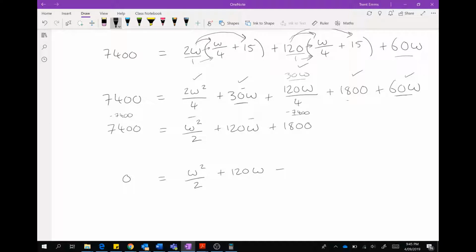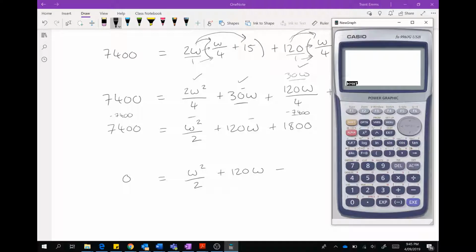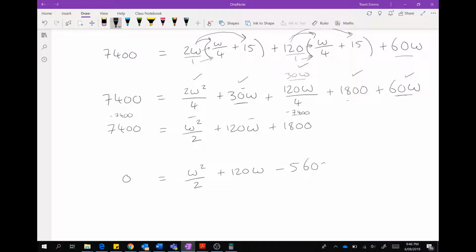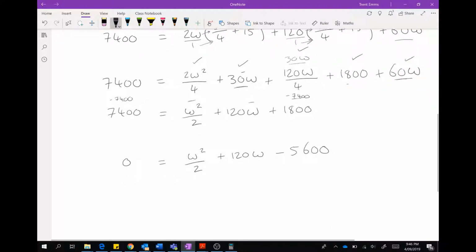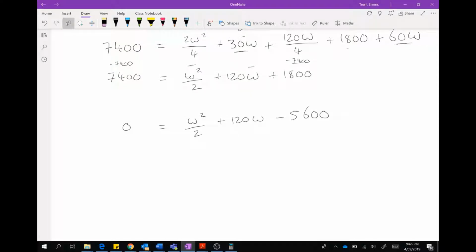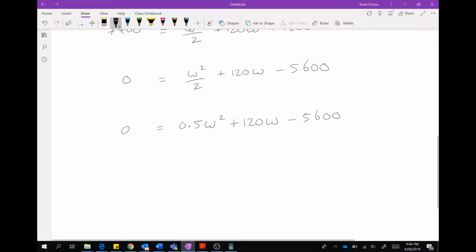minus 1,800 minus 7,400. Let's check that so I don't get it wrong. We got 5,600. And we'll just do one last thing before we solve it. The half I'm going to write as 0.5 w squared plus 120w minus 5,600. And we can just go to our quadratic formula to solve this.